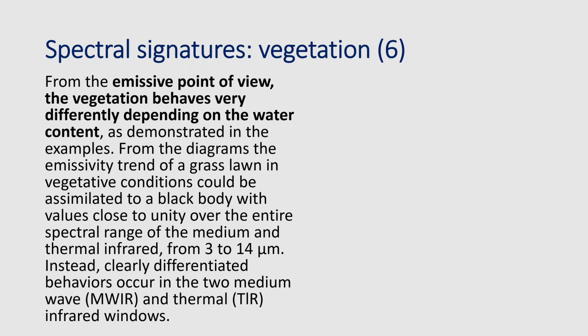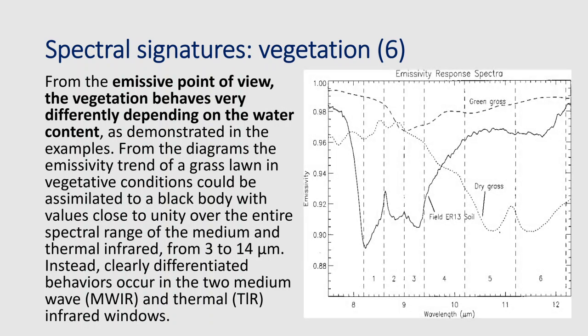Okay, from the emissive point of view, the vegetation behaves very differently depending on the water content, as demonstrated in the examples. In the x-axis we have wavelengths ranging from around 8 to 12 microns. These are not really spectral signatures, because spectral signatures are related to the reflectance phenomena. Here we are talking about emission, and on the y we have the emission coefficient, epsilon, ranging from 0 to 1.